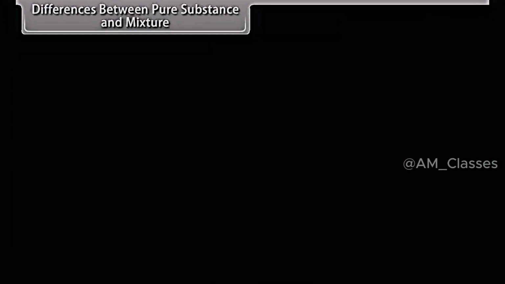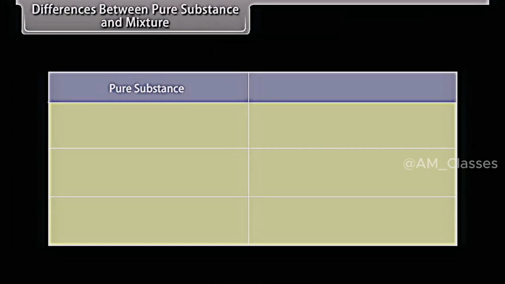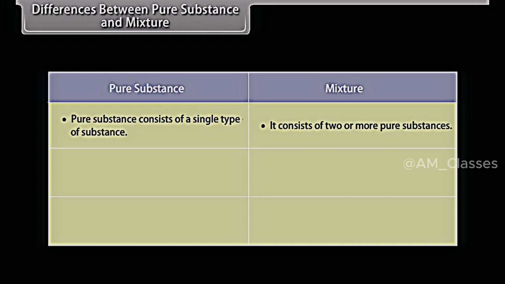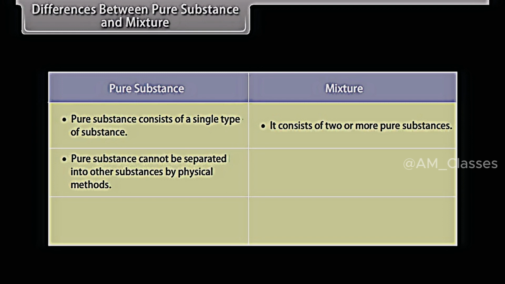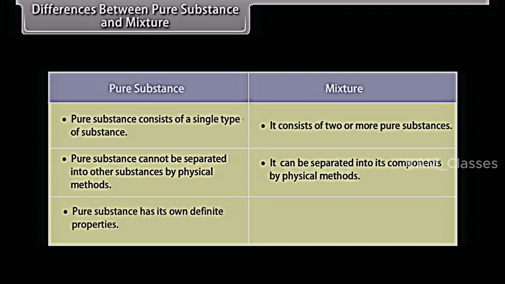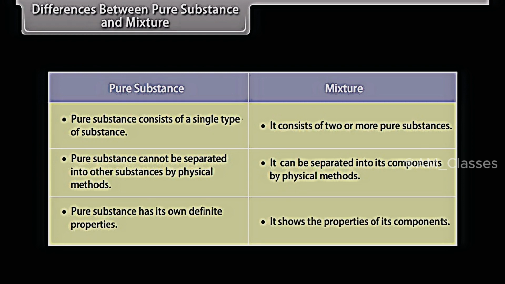Differences between pure substances and mixtures. Pure substance consists of a single type of substance, whereas mixtures consist of two or more pure substances. Pure substance cannot be separated into other substances by physical methods, but mixtures can be separated into their components by physical methods. Pure substance has its own definite properties. Mixture shows the properties of its components.